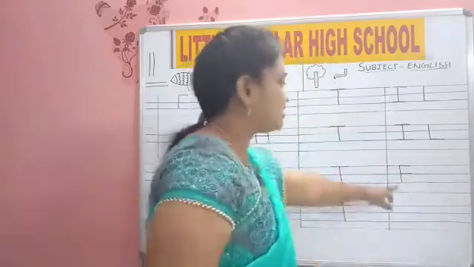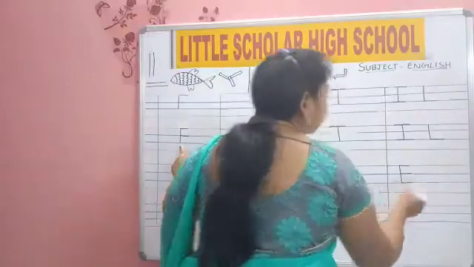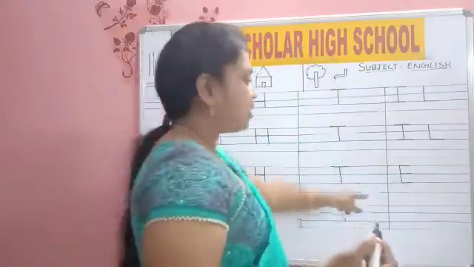Which letter is this? F. Just now we have learned F. If you write one more sleeping line, now it is E. Yes? Now it is E.